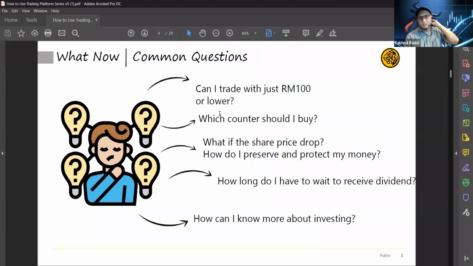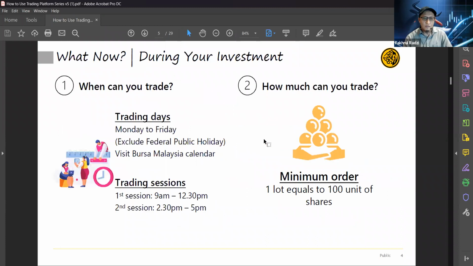Let's focus on the main subtopics here. We have several subtopics in the form of questions. First, can I trade with just 100 ringgit or lower? Second, which counter should I buy? Next, what if the share price drops? How do I preserve and protect my money? And then, how long do I have to wait to receive the dividend? Finally, how can I know more about investing? All these questions we will be discussing tonight, inshallah.